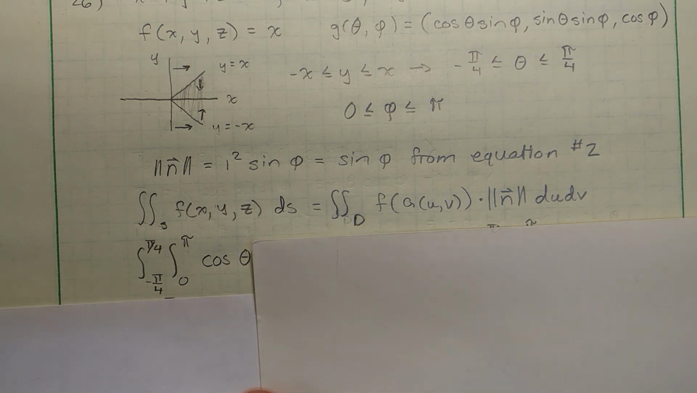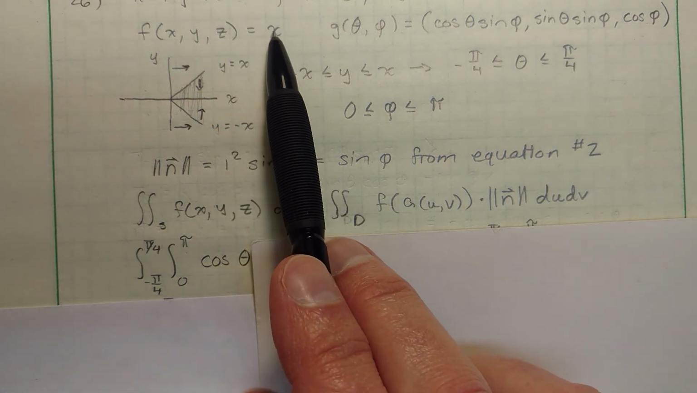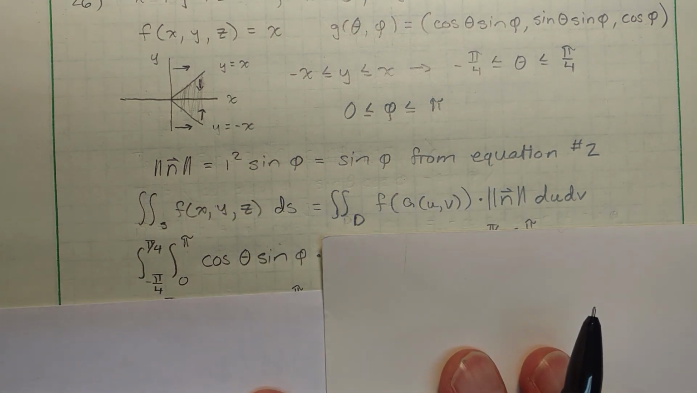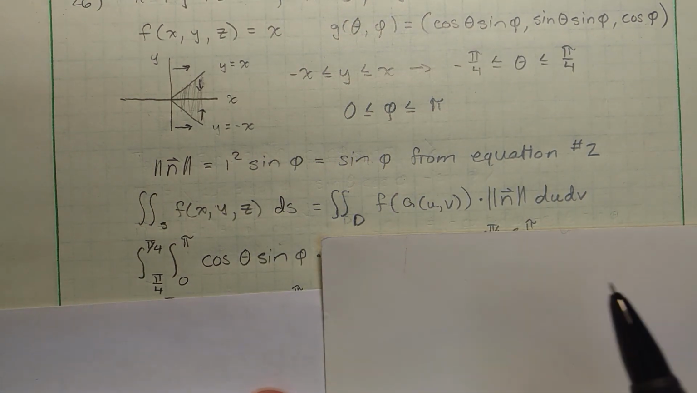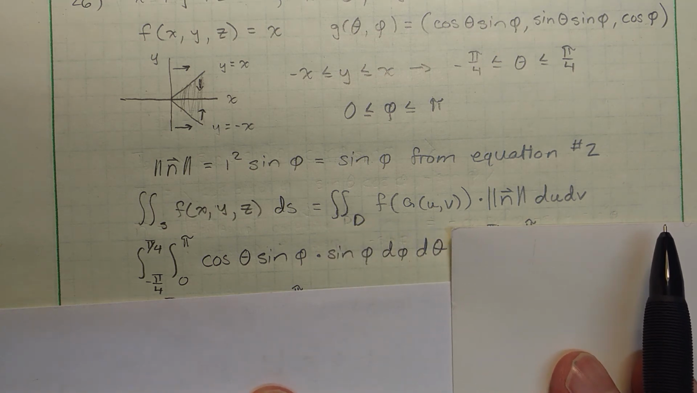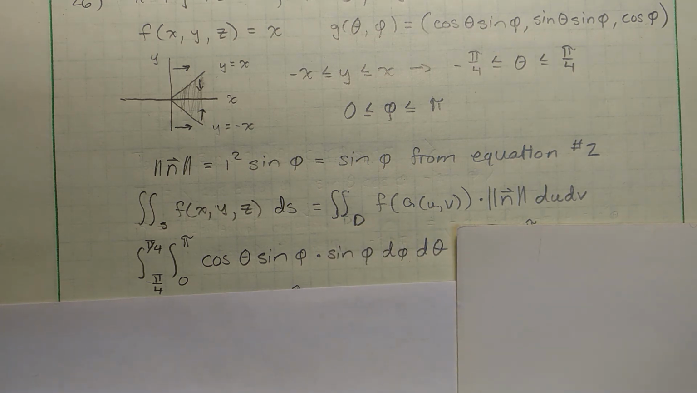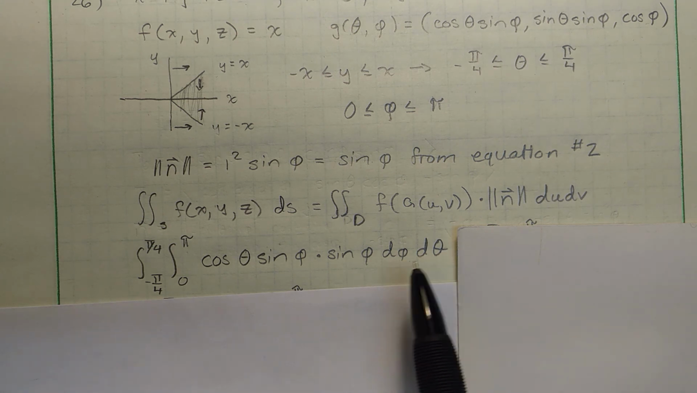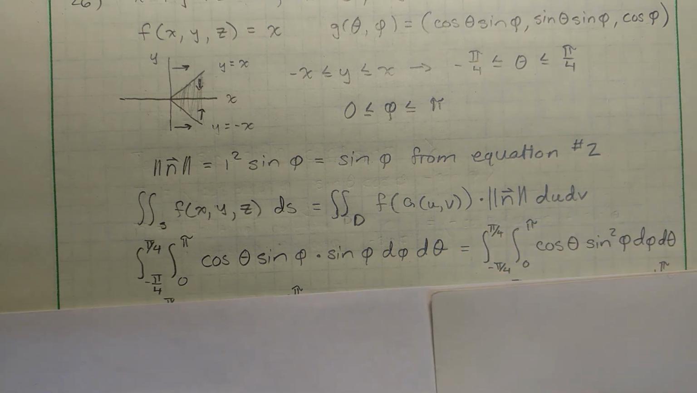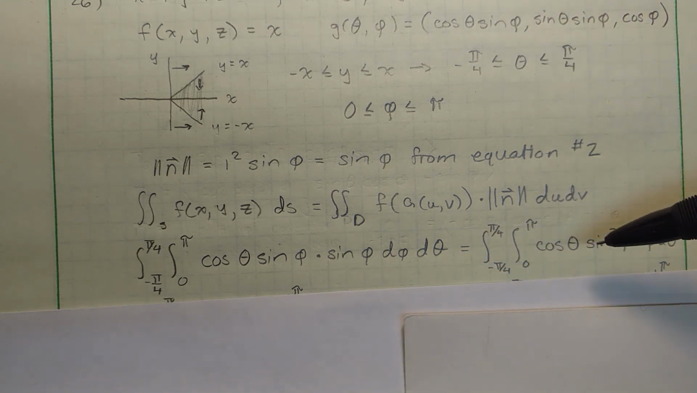and notice what I've got. My f of x, y was just x, so my x is just cosine theta sine phi, and that's going to be multiplied by my sine of phi, and now I put in my d phi, d theta, making sure to match these up with these here. Now it's just a matter of integration. Re-expressing and multiplying there, I get a sine squared phi.